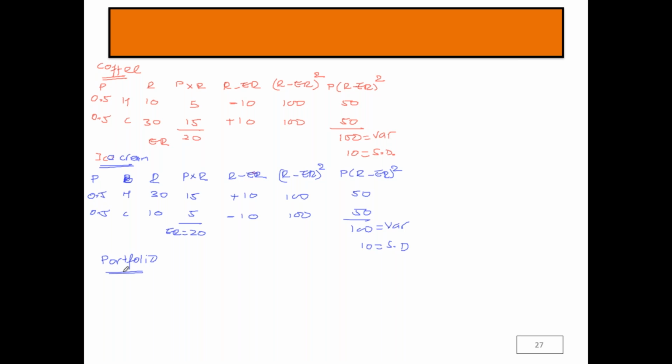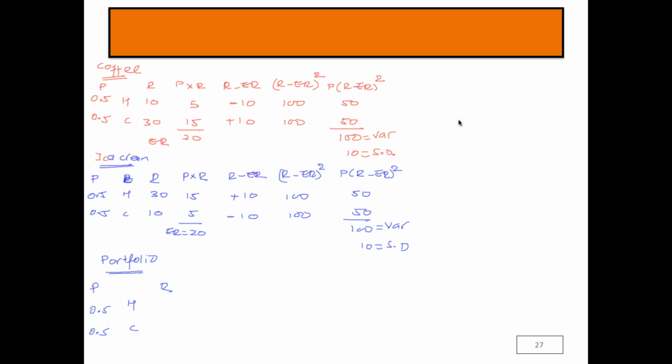Let's check the portfolio. So probability is no different, it is the same. It is hot and cold. Now I need to find out returns on the portfolio. See here, if climate is hot, then what's the return on the portfolio?